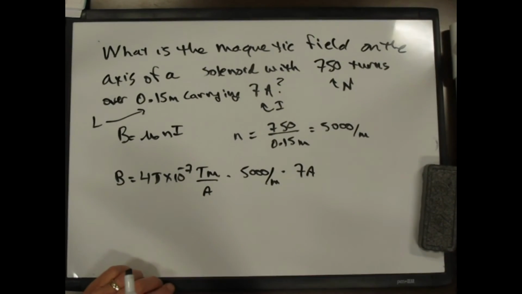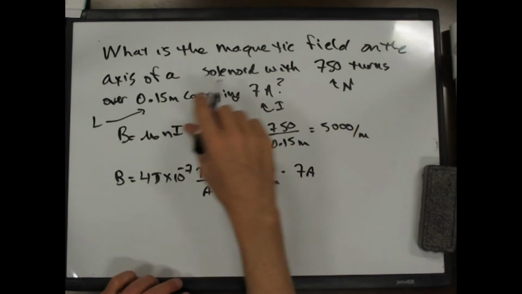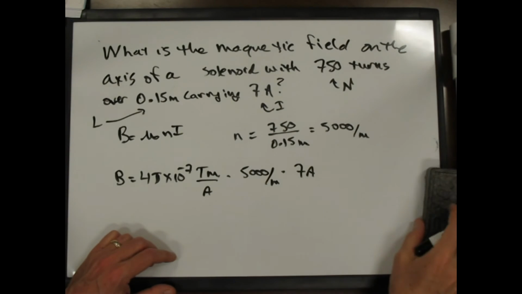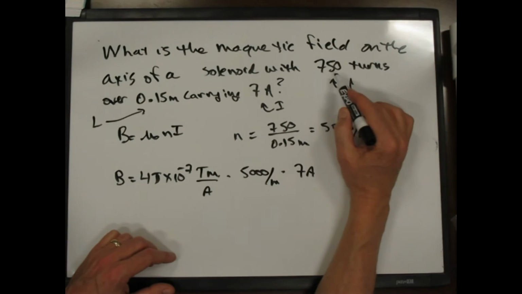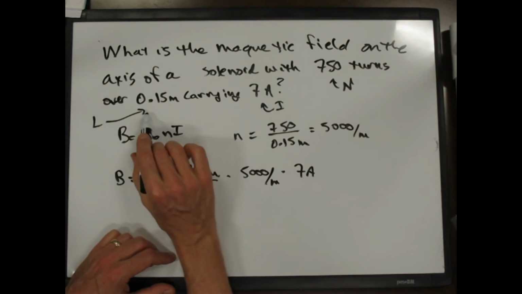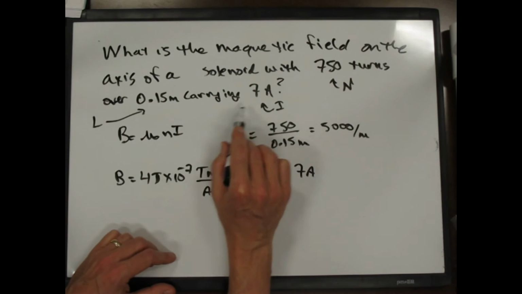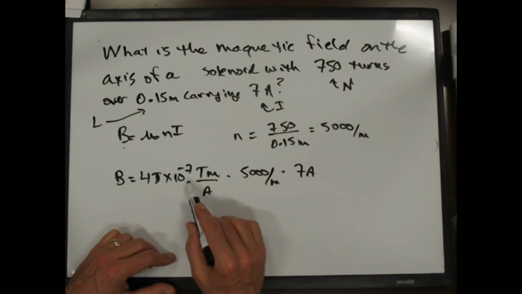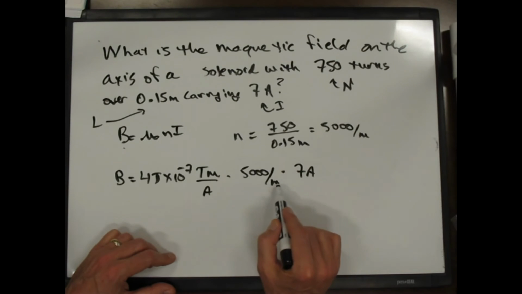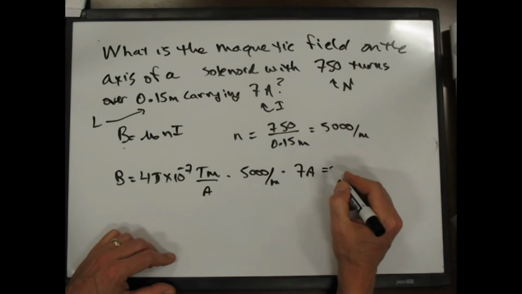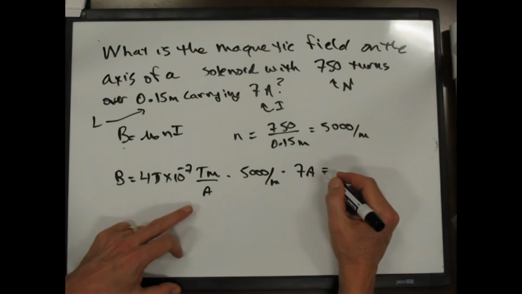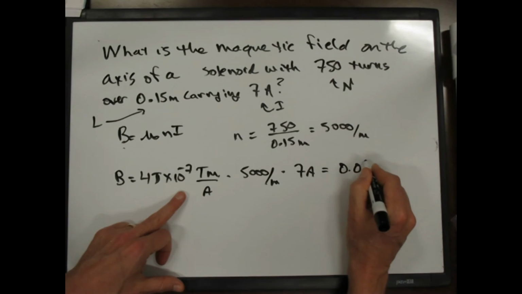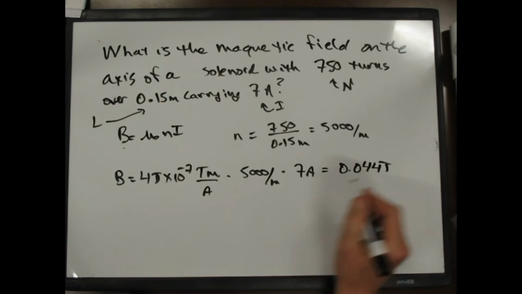So in this problem, we're asking what's the magnetic field on the axis of a solenoid that has 750 turns over a length of 0.15 meters and is carrying 7 amps? If we break this down, the number of turns is big N, the length is 0.15 meters, and the current is 7 amps. So we can go to our solenoid formula, B equals mu naught n I. It's 4 pi times 10 to the minus 7 Tesla meters per ampere times 5,000 turns per meter times 7 amps. The amps and the meters cancel, I get units of Tesla, and what I get for this is 0.044 Tesla.